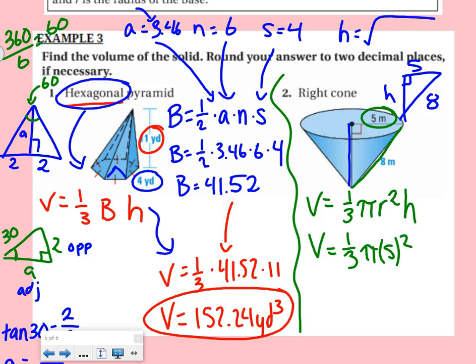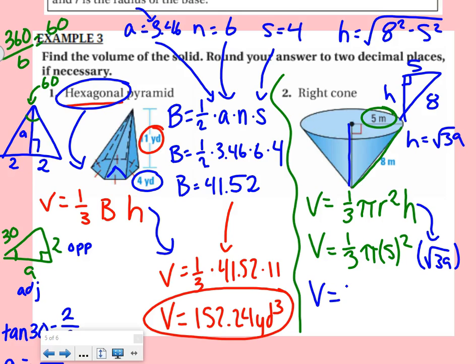So the height would equal the square root of 8 squared minus 5 squared, which would leave our height as equal to the square root of 39. So we can put our height, the square root of 39, plug that into our calculator to solve for the volume, and we get 163.49 meters squared, or cubed, my apologies.